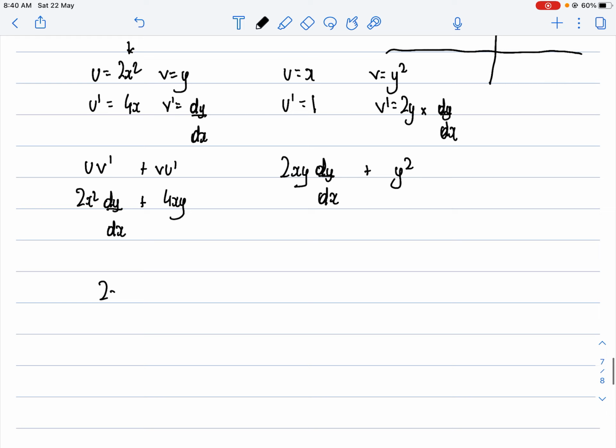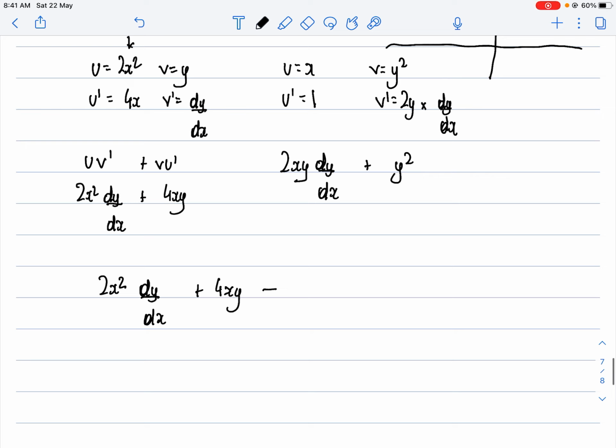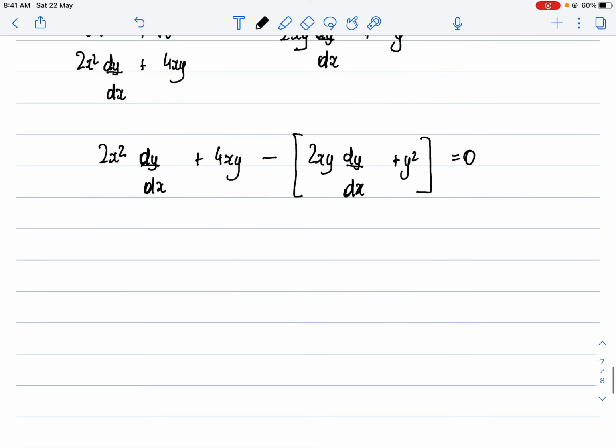So now I can write this as 2x square dy by dx plus 4xy minus, because of the negative here, minus 2xy dy by dx plus y square is equal to 0. So now this can be written as 2x square dy by dx plus 4xy minus 2xy dy by dx minus y square equals to 0.